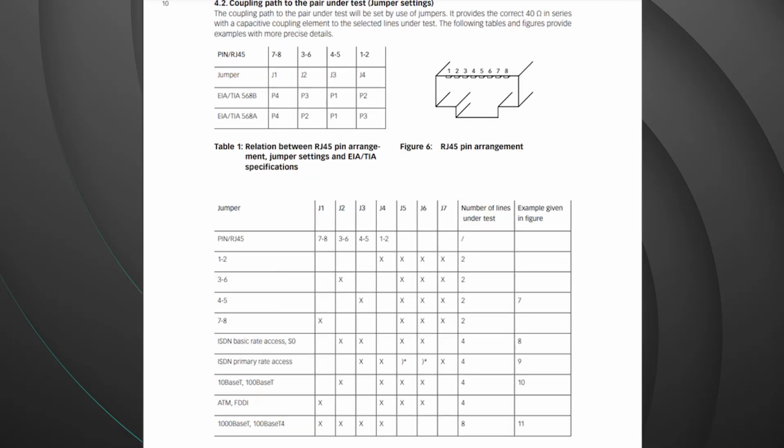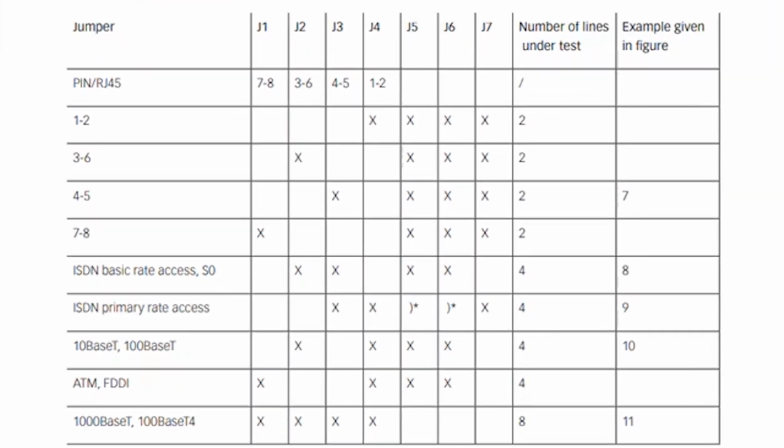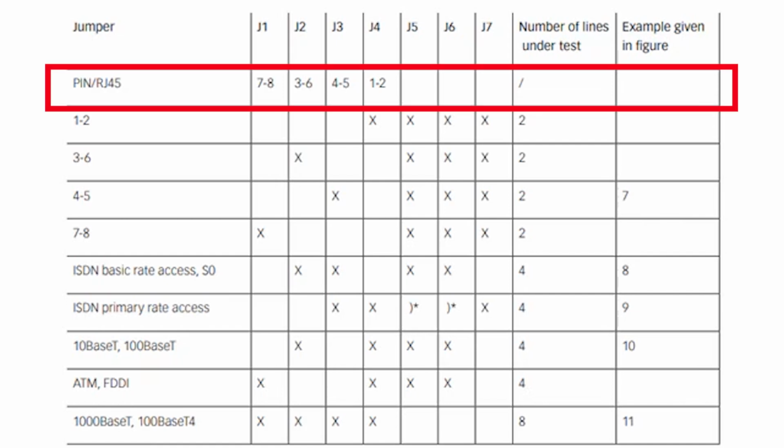Here's page 10 of 16 in the user manual, which walks through the coupling path and pair under test. This is a really useful tool when referencing how to test different pins or different types of lines using the jumpers. Looking at table 2 towards the center of the page, in the first column we have the pin or RJ45, and then on the far right we have examples which we'll walk through shortly.